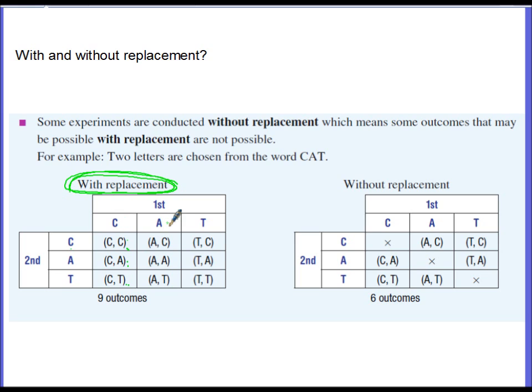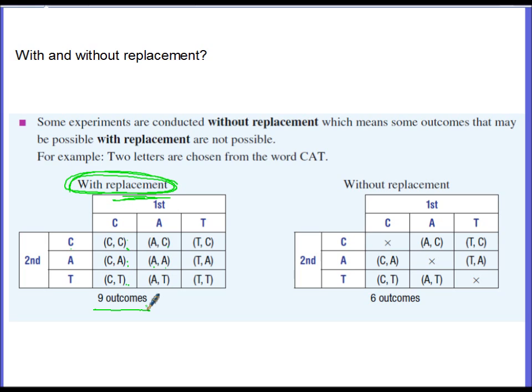Say the first choice I've chosen A. Well, I can then choose a C, or I can choose another A because I have replaced the A. This is with replacement. Or I could choose a T, and so on. So you can see from this table here that I have 9 outcomes when I am replacing the letter that I choose after my first choice.